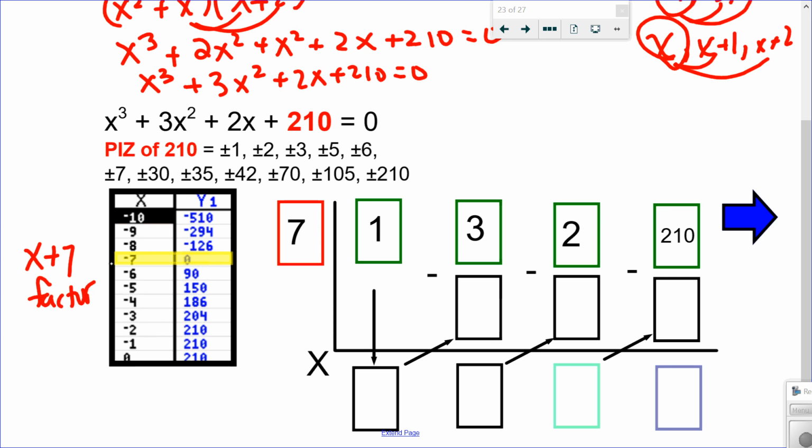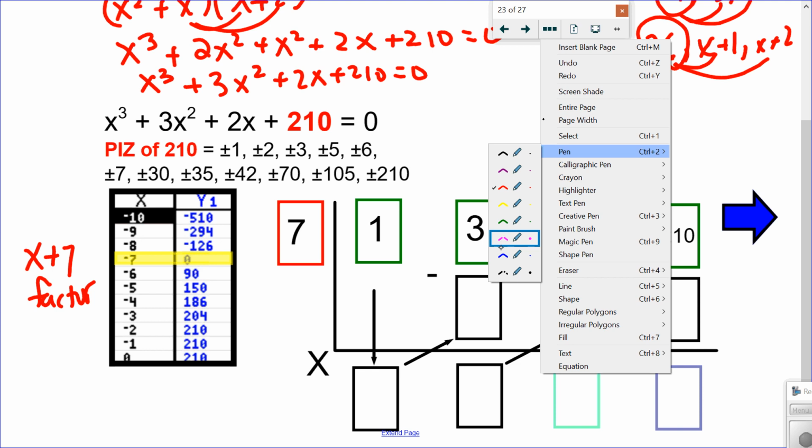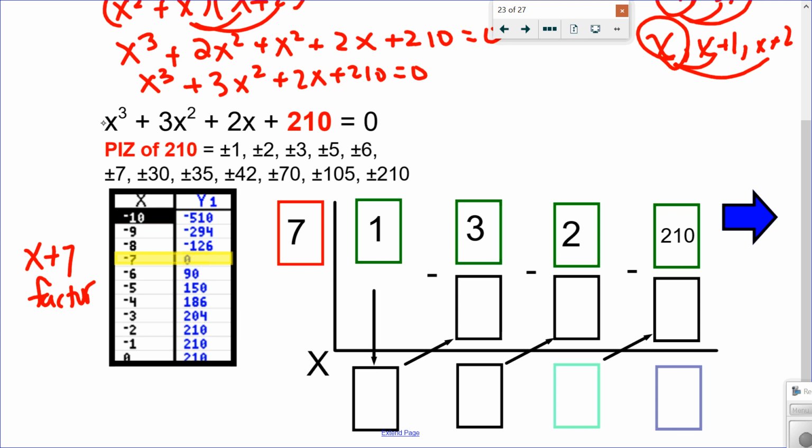So on the outside, when I do synthetic division, again, remember that means to get rid of your x's. So notice on the inside I have 1, 3, 2, and 210. And then getting rid of the x, I divide by 7 on the outside. So bring the 1 down. 7 times 1 is 7. 3 take away 7, negative 4. 7 times negative 4, negative 28. And then like division, I subtract. 2 take away negative 28, 30. 7 times 30, 210. And 210 take away 210 is 0. And so I'm happy because I have no remainder.